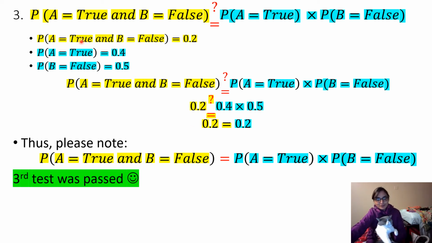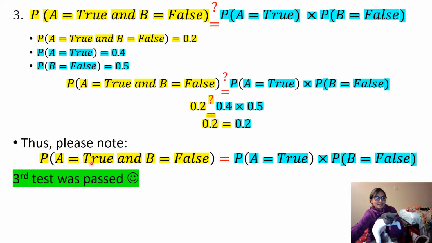So from our table, we know that the probability that A is true and B is false is 20%, the probability A is true is 0.4, and the probability B is false is 50%. So we know these values from our table. We put in the 0.2 here for the probability A is true and B is false. And since the probability A is true is 40%, we put that in here, and the probability B is false is 50%. So this evaluates to 0.2. So 0.2 equals 0.2. So that is great.